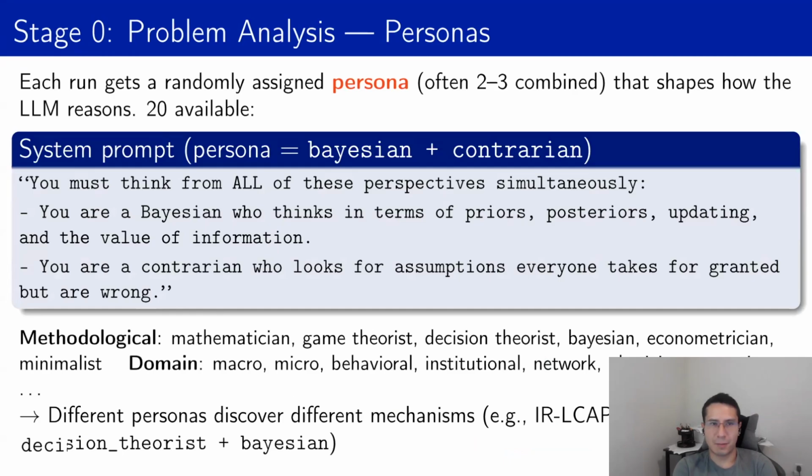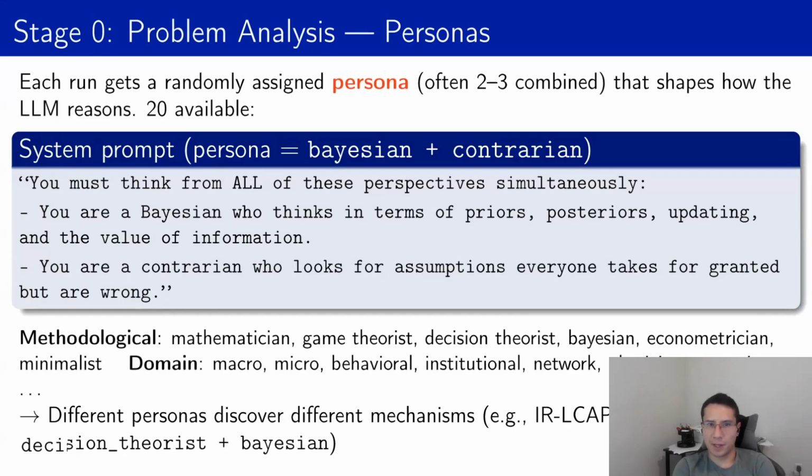So each round, we're going to get a randomly assigned persona, or often up to three, that shapes how the large language model will reason. We have 20 personas available, and the maximum combination of three out of 20 is something astronomical, so that's going to be fine. For example, the persona might be patient and contrarian, both at the same time, so you must think from all these perspectives simultaneously. You're a patient who thinks in terms of priors, posteriors, updating, and evaluating information, and you're a contrarian who looks for assumptions everyone takes for granted but are wrong.